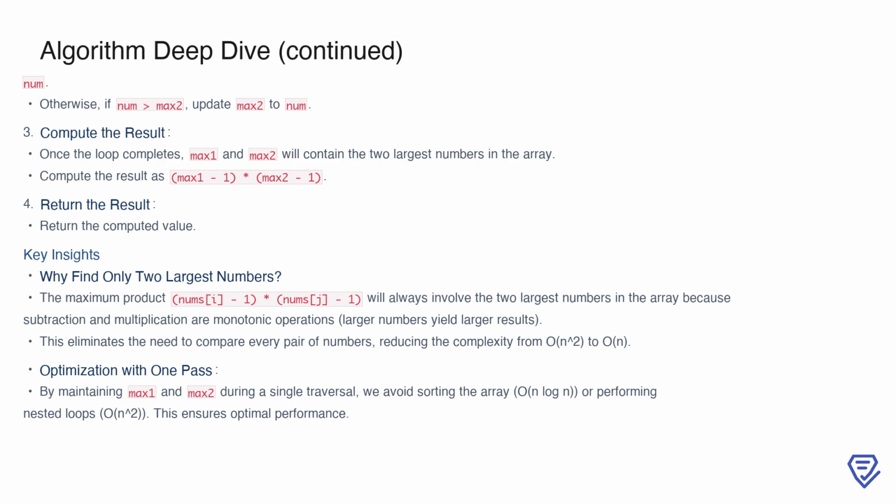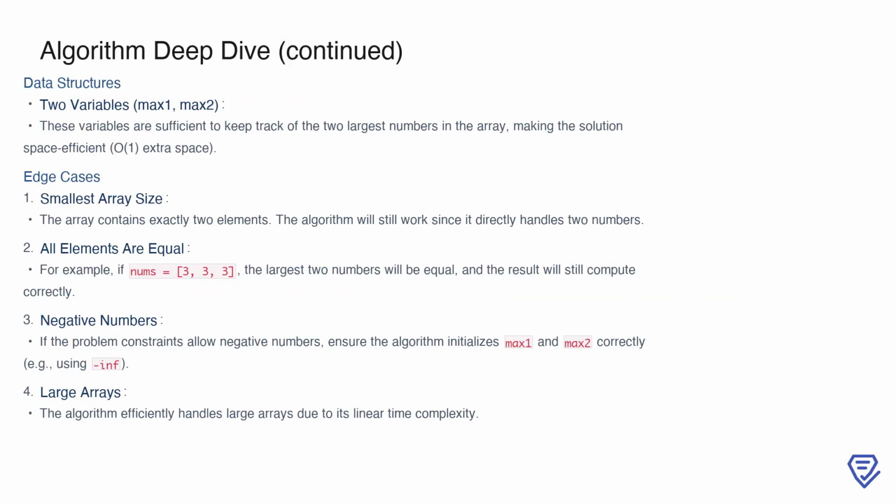The key insight here is that the maximum product will always involve the two largest numbers in the array because both subtraction and multiplication are monotonic operations. This eliminates the need for exhaustive comparisons, optimizing the algorithm significantly. For data structures, we only use two variables, max1 and max2, which are sufficient to track the two largest numbers in the array. This makes the solution not just time efficient but also space efficient, as it has a constant space complexity of O(1). Let's consider some edge cases.